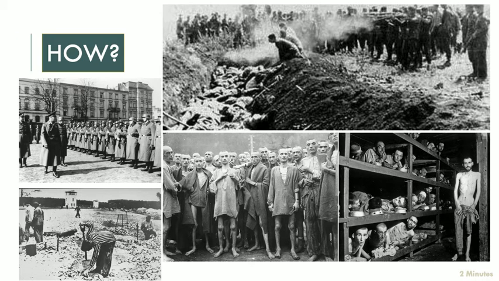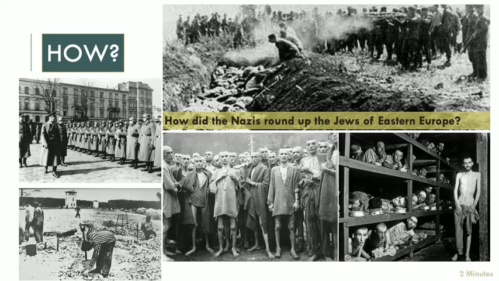So how did the Nazis round up the Jews in Eastern Europe? When they first started, they sent mobile killing squads. These were called Einsatzgruppen. And the Einsatzgruppen would round people up. They would hunt them down. They would take them outside. They would dig big pits. And then they would shoot them and put them into the pits for these mass graves. So those were called the mobile killing units.